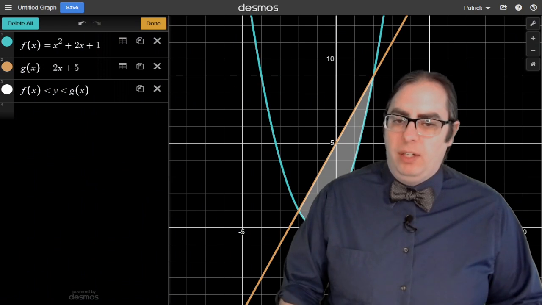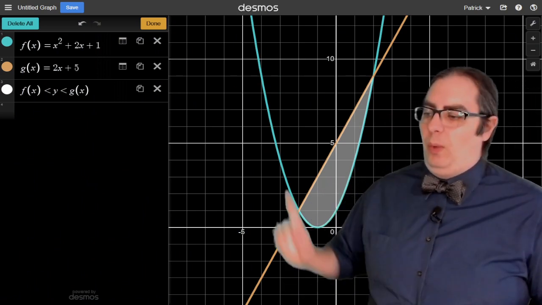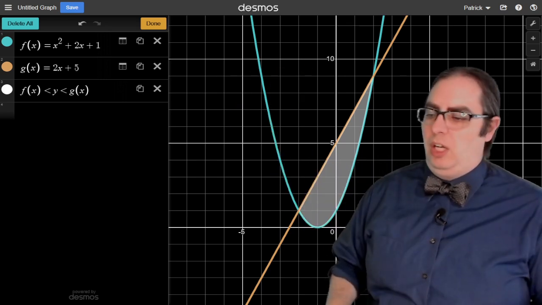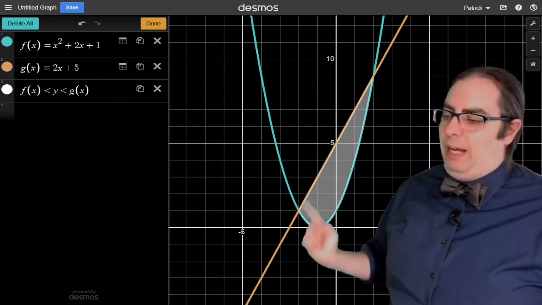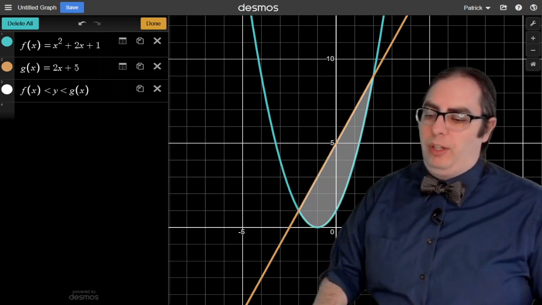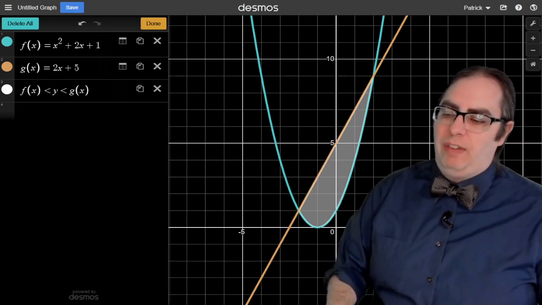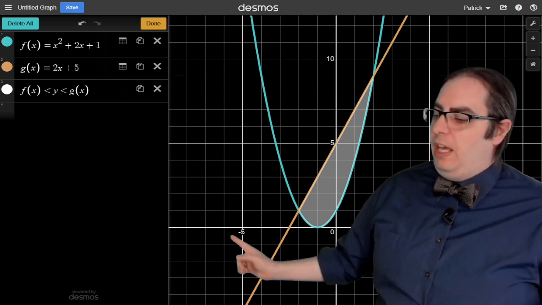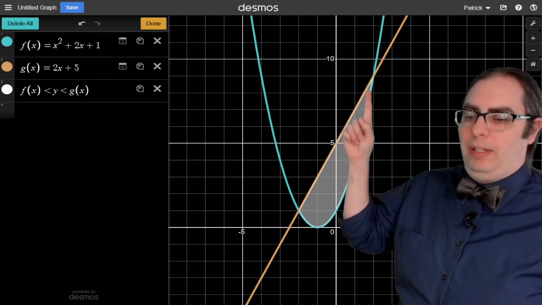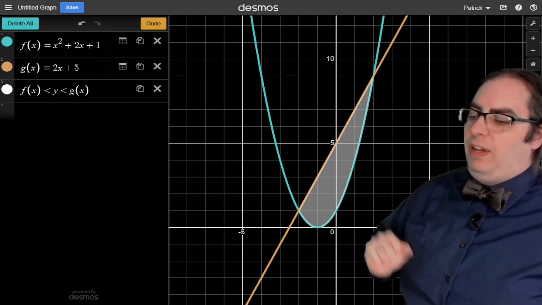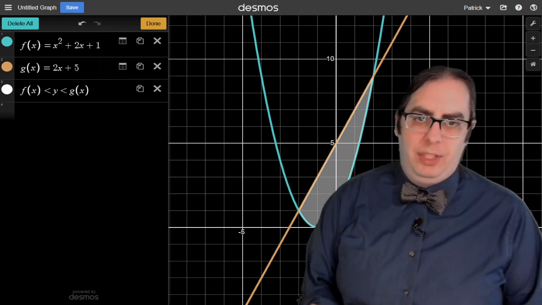Let's jump over here. This is a graph that I have on the website Desmos, desmos.com. I've just given us a couple of functions. In blue, we have this parabola, f of x is x squared plus 2x plus 1. In orange, we have the line, g of x is 2x plus 5. These two intersect each other at this point here and at that point there, giving us this very interesting region in the middle whose area we might want to calculate.